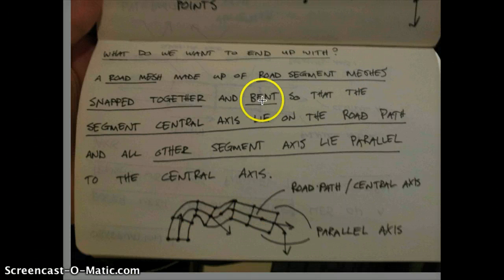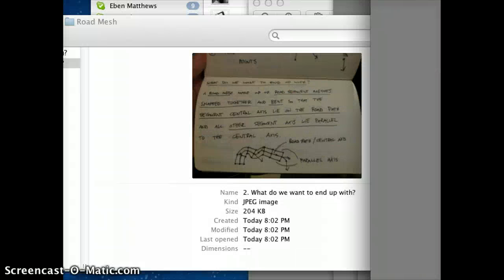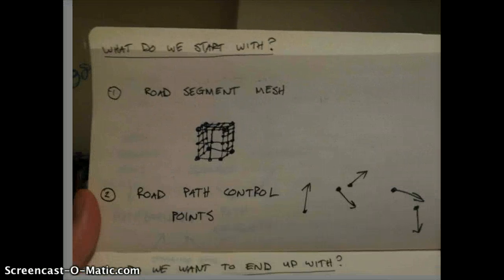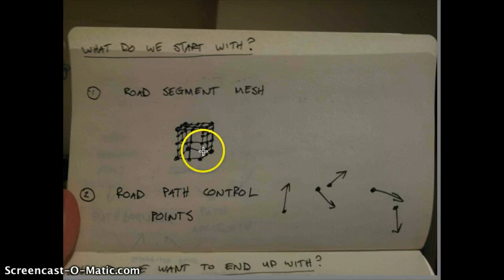I mean, the whole point of this whole exercise is we're trying to figure out where to put all these vertices, right? Where do we put them? If any of the vertices sit on the central axis, it's kind of easy. Well, not easy, but what about all these other guys? Where do all these vertices go? Like I said, we just start with a road mesh made up of vertices, a single one, and then all these control points. Like, how do we decide?